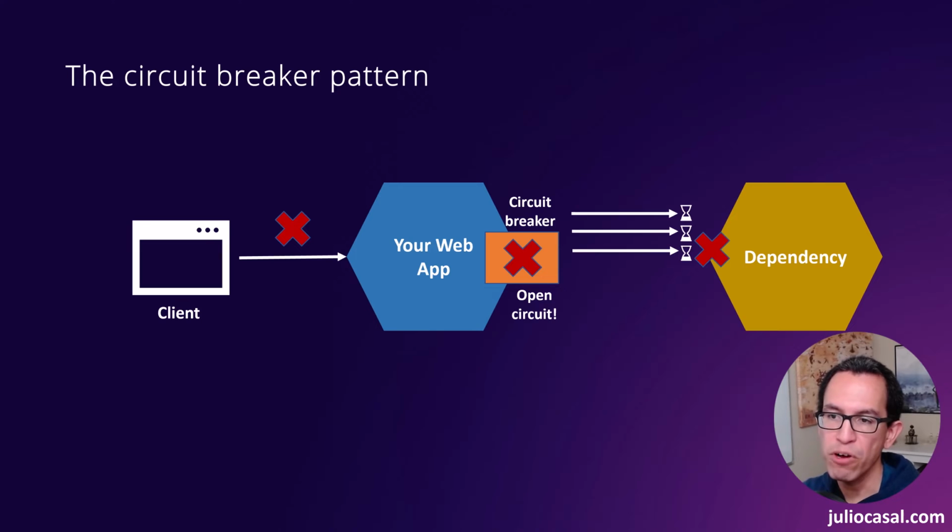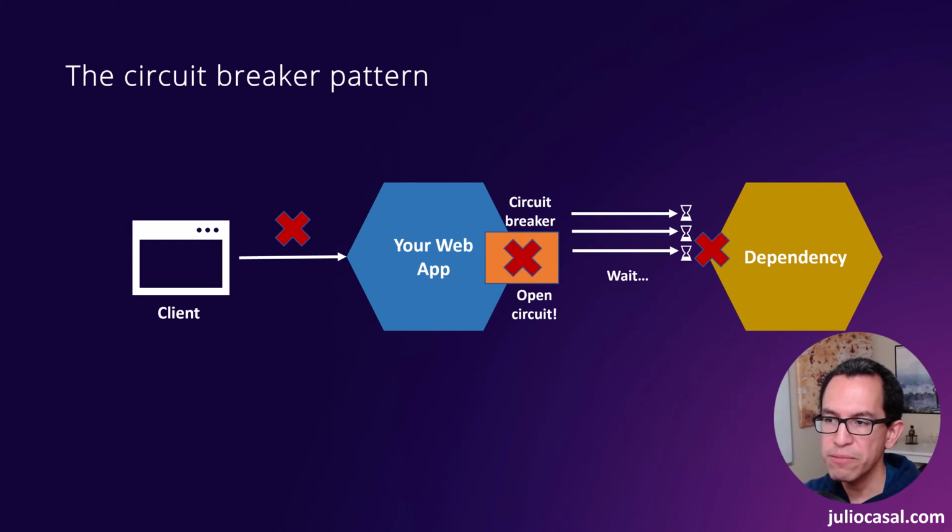And so at that point, we just fail back into the client, but we're preserving the resources of our application, and we are avoiding overwhelming the dependency again when we know that it's just not responding properly. It's just in a very bad situation, right?